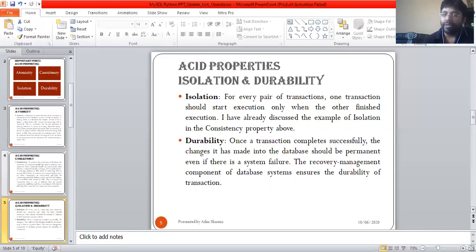Once a transaction completes successfully, the changes it has made to the database should be permanent, even if there is a system failure. The recovery management component of the database system ensures the durability of the transaction. So once a transaction completes successfully, the changes it has made should be permanent, even though there is a technical failure or system failure.